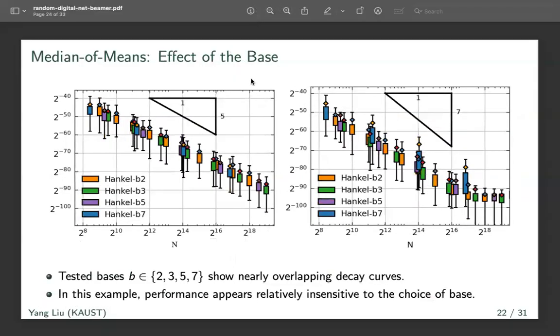And then we also tested the effect of the base, and we consider different choices of the base, these prime numbers. But in these two examples, we didn't observe the base having an impact on the convergence rate or even the constant in this integration error, because we observed that these convergence curves almost overlap.